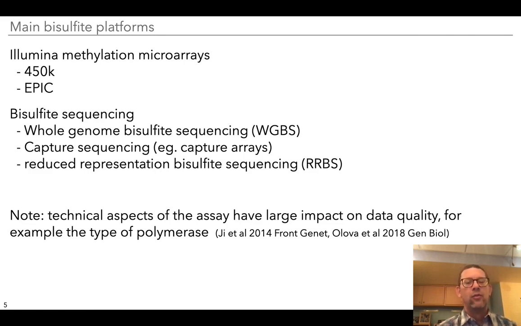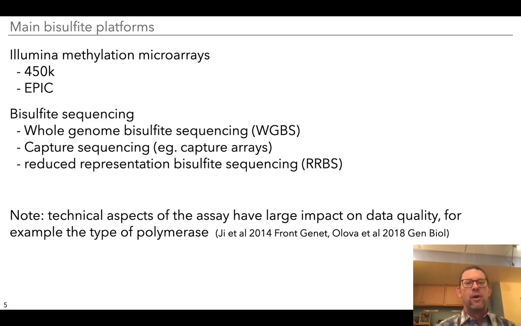And then there are two methods for basically sequencing a smaller part of the genome. Either capture sequencing, where you use some kind of method to enrich for specific regions along the genome, and also a method called reduced representation bisulfite sequencing, where you use a chemical trick to enrich for a specific fixed part of the genome. So one disadvantage with reduced representation bisulfite sequencing is you can't just say, I want to measure these genes. You're basically given by the assay what you're seeing.